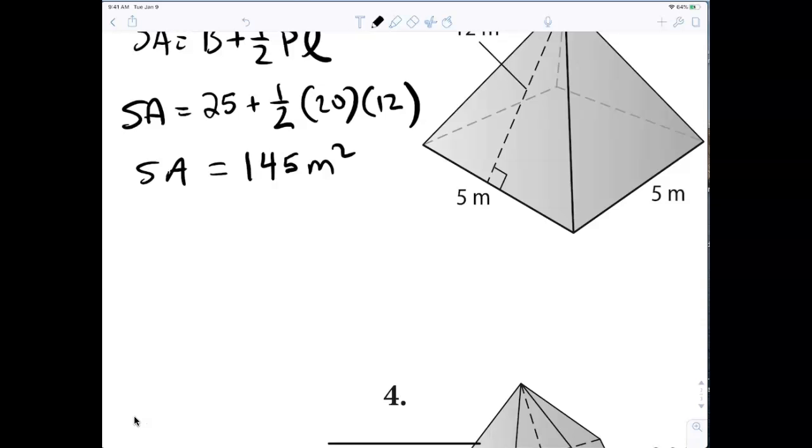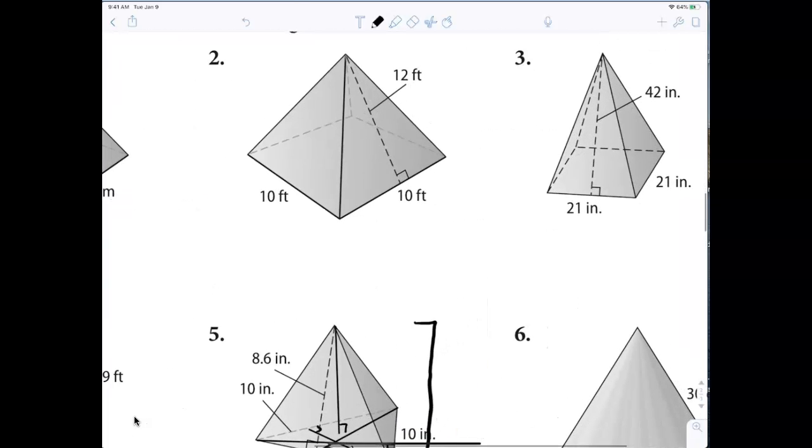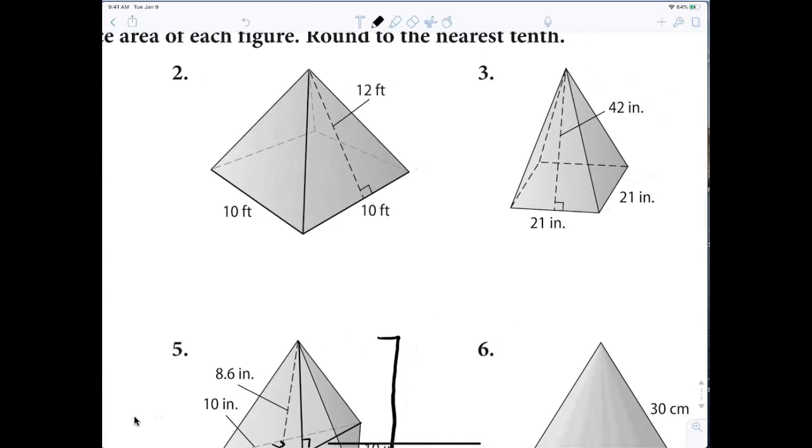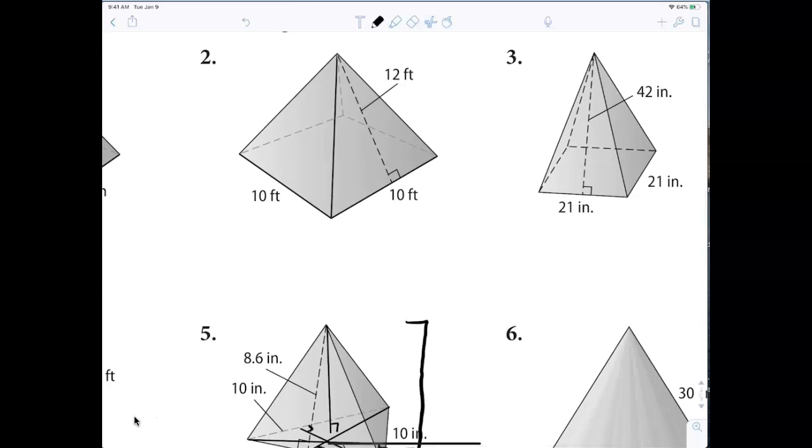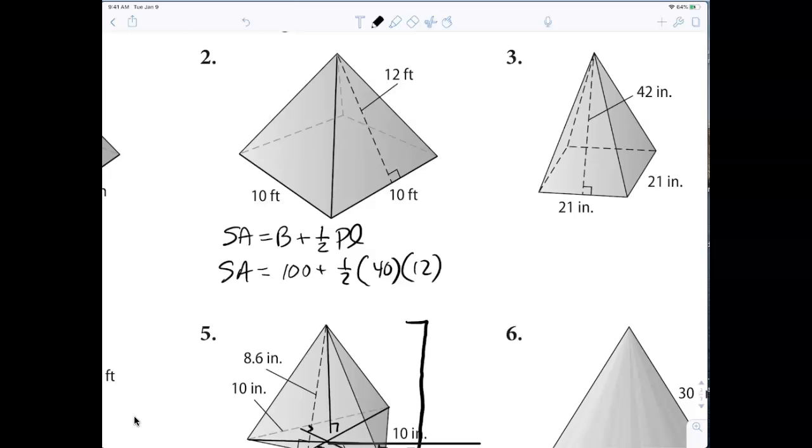All right? Now, moving on. Question number 2. Angelina, tell me what this formula is. It's B big E plus 1/2 EL. All right. So, what's the area of the base? 100. Good. What's the perimeter of the base? 40. And what's the slant height? 12. All right, so tell me what the surface area is, kiddo. 340 feet.